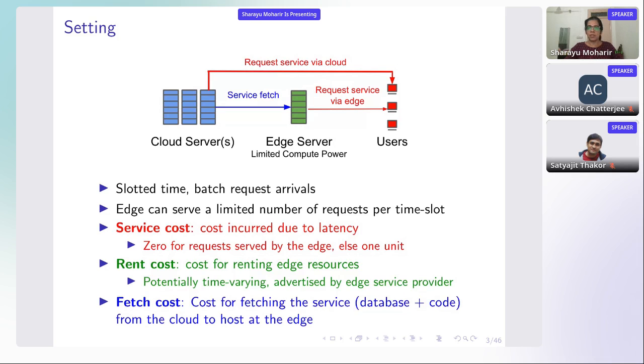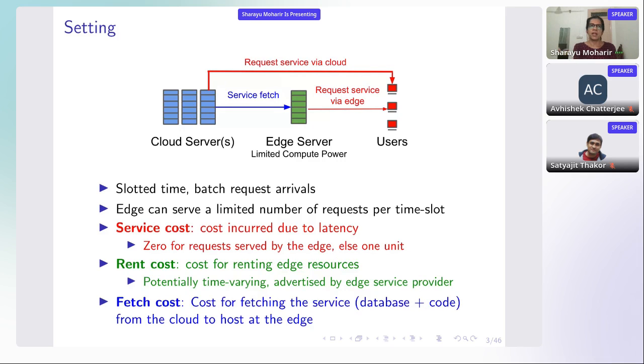The first that I mentioned already, which is the service cost, which can also be called the latency cost incurred by the system. This is the cost the system pays for the delay in serving its customers. So since requests served at the edge will have low latency, given the proximity of the edge server to the user, we fix the latency cost for requests served at the edge to zero, and the latency cost for requests served by the cloud is set to 1 unit. This is just a normalization. You could use different numbers. So edge service 0 cost, cloud service 1 unit cost.